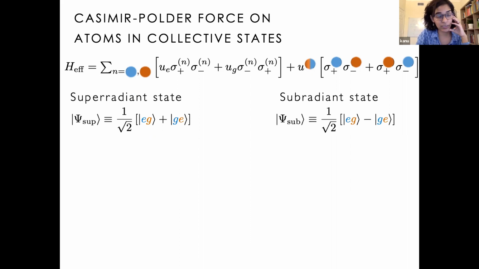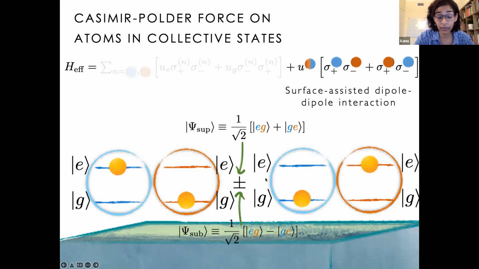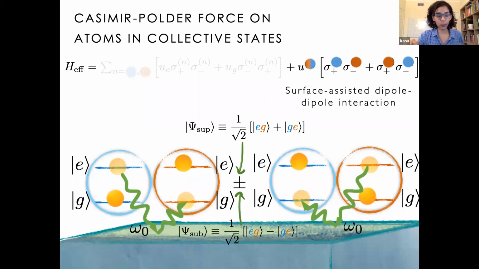And the states that we are specifically interested in are these collective states, which look something like this, where we have a superposition of the red atom and the blue atom, each being in the excited and the ground state. Okay, so in one case we have a correlated pair of atoms, and in the other case we have an anti-correlated pair of atoms. So to see what this looks like, again, the process for such a state will have additional contributions from the third term, which is the surface assisted dipole-dipole interactions. So you can see, for example, if we have a state where there's a superposition of the blue atom being excited and the red atom being ground, with the blue atom being ground and the red atom being excited, they can exchange a photon via the surface.